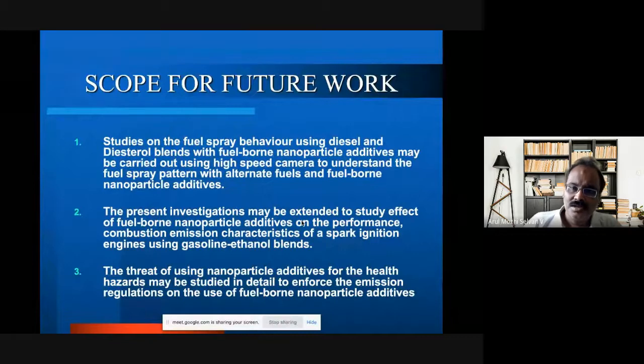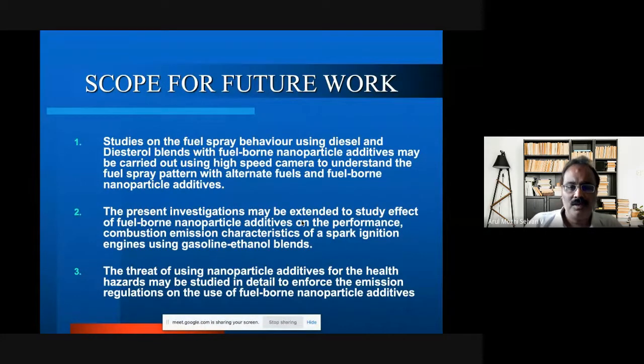Very little work has been done on SI engines with nano additives, especially on gasoline-ethanol blends. So even today, you have scope for doing research in this direction. The health hazards of using nanoparticle additives may be studied in detail, to enforce emission regulations on the use of fuel-borne nanoparticle additives. So this we have discussed.